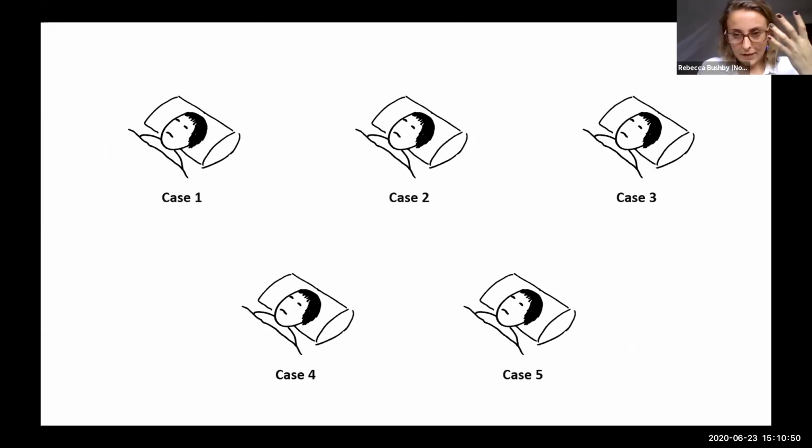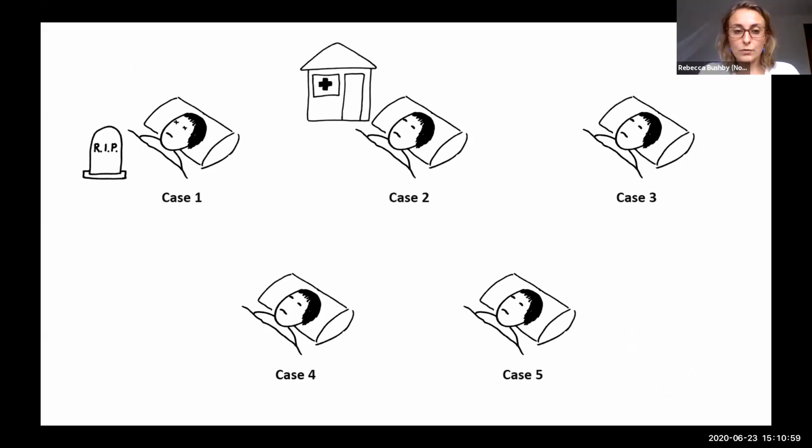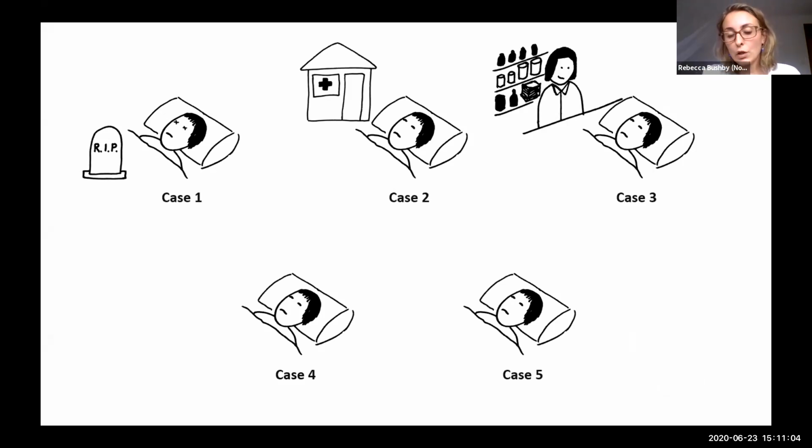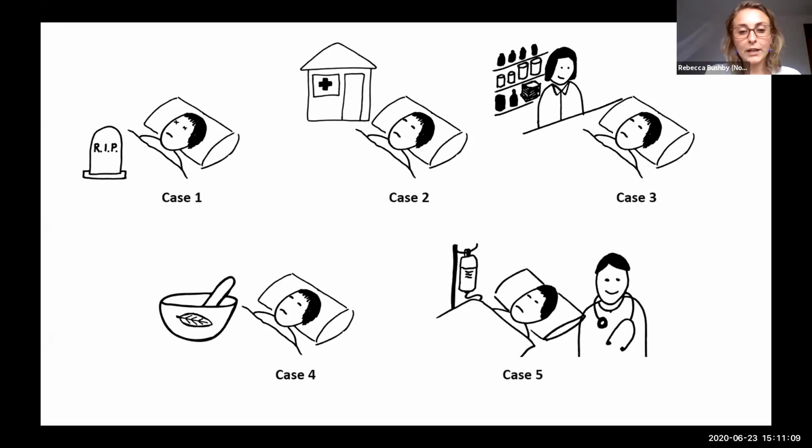In this example, the first person dies before he or she goes to the medical facility. The second person goes to a primary healthcare unit, so a small health unit. The third person goes to the pharmacy. The fourth person goes to a traditional healer. And then the fifth person goes to the hospital. And so the question is, how many of these people will we know is sick, right? So the first person we don't know is sick because he or she has died.